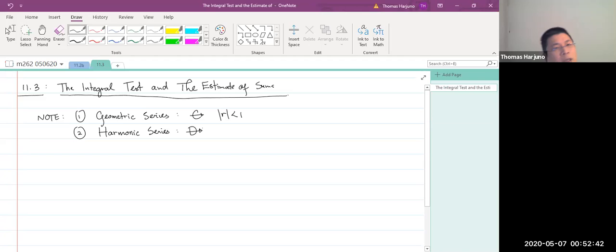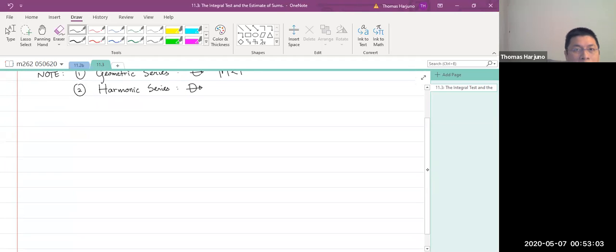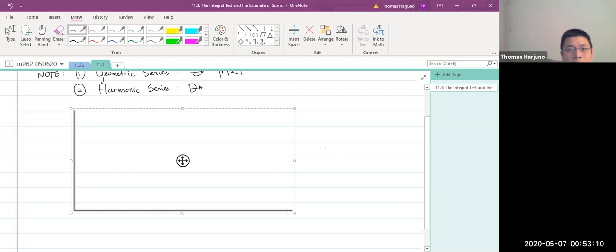Okay, now the thing is, the series that we will be dealing with are not only geometric type, not only harmonic type, but other types. Now in this section 11.3, we will see another method to show if a series is convergent or divergent. And that method is called the integral test. Now, the idea for the integral test is as the following.